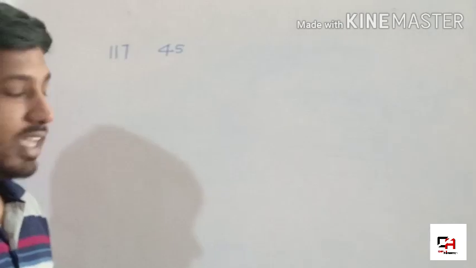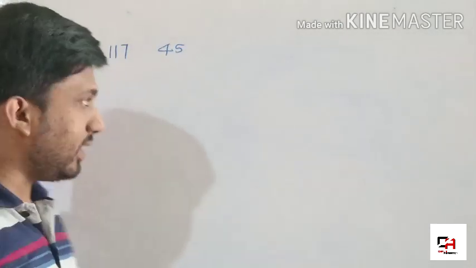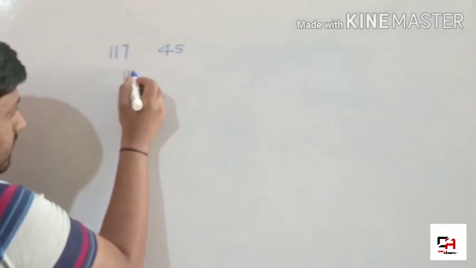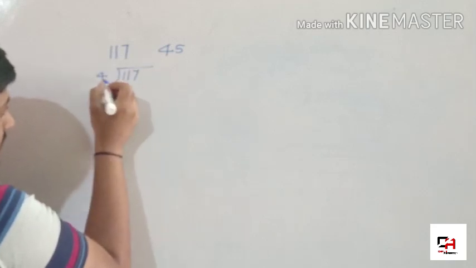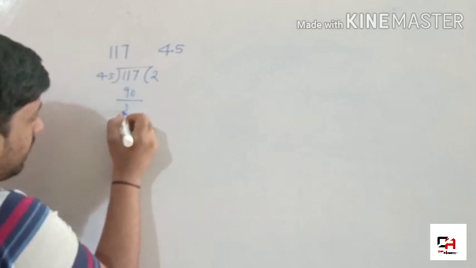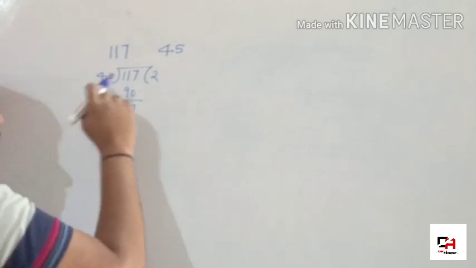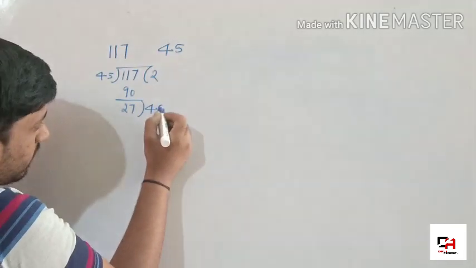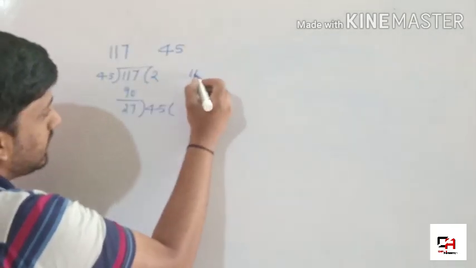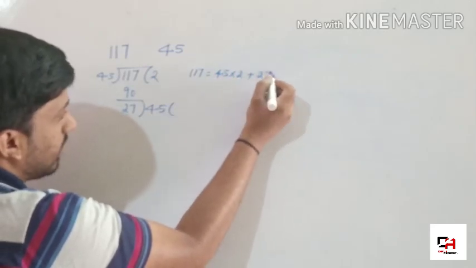Now we are going to find the HCF for these two numbers using Euclid's division algorithm. It's very simple. As we did in the previous problem, we just take 170 as the dividend and 45 as the divisor. When we divide, 45 2s are 90 and we will be getting 27 here. Again this remainder becomes the divisor and this divisor becomes the dividend here, 45. And you must write Euclid's division lemma. So here 117 is equal to 45 into 2 plus 27.